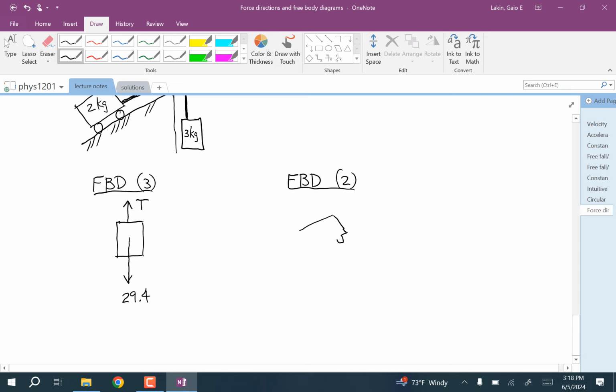And this one is at an angle like this. Okay, so what forces do we have? We have the weight force acting straight down. That's just what the weight always does. And that's 2 times 9.8 is 19.6 newtons down.